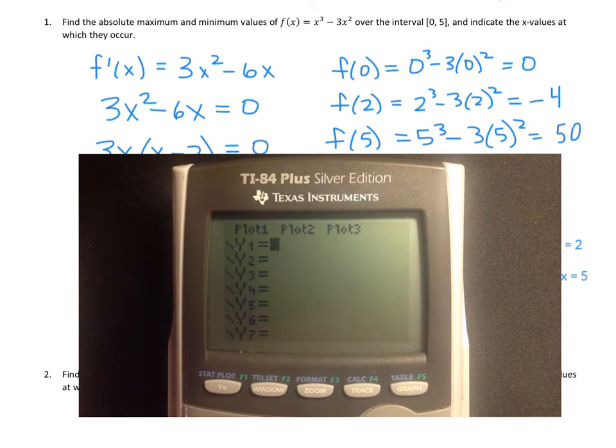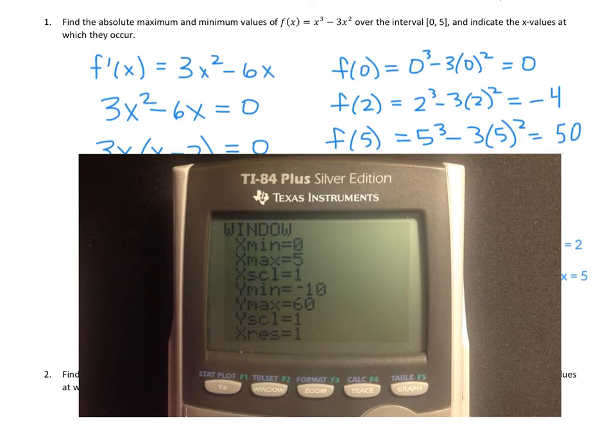We can verify our results by using our graphing calculator. I'm going to hit y equals and then type our function in y1. So I'm going to type in x cubed minus 3x squared. And then before I hit graph, I'm going to check my viewing window.